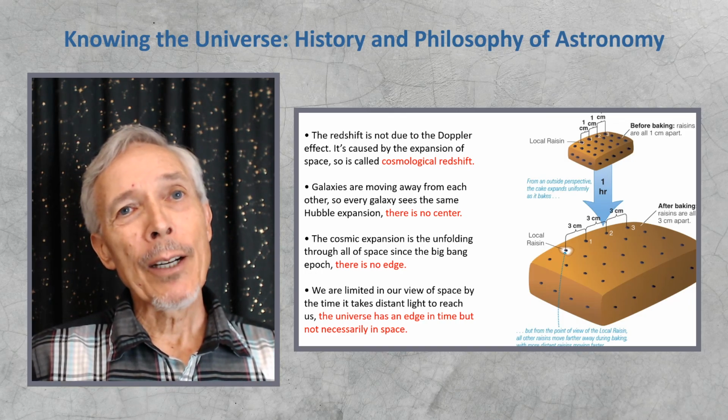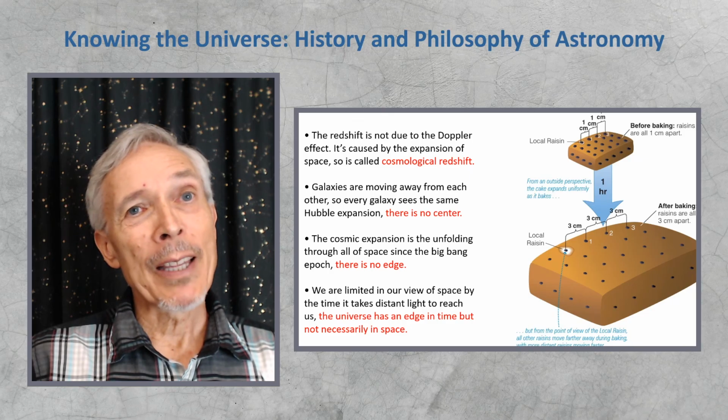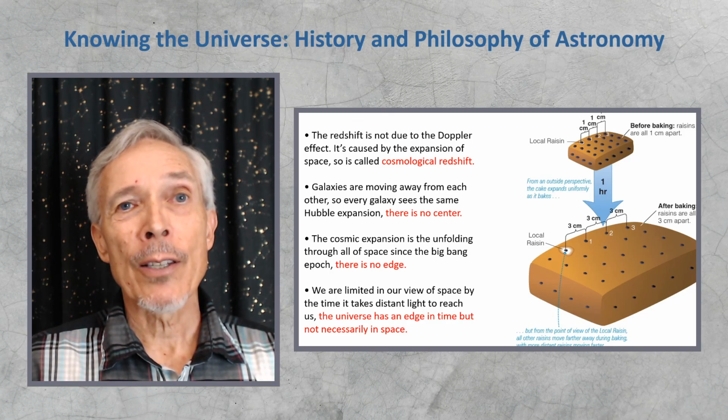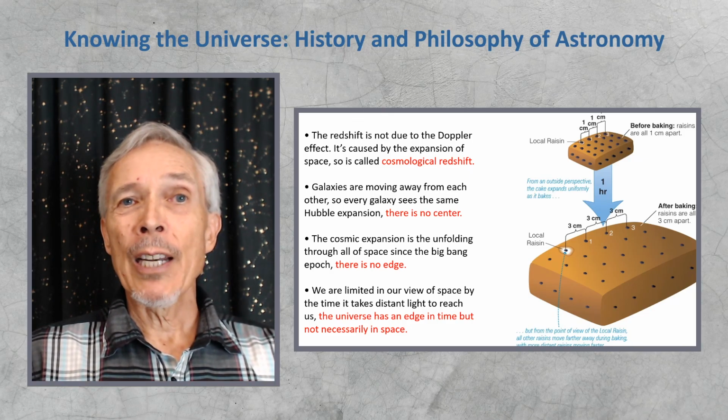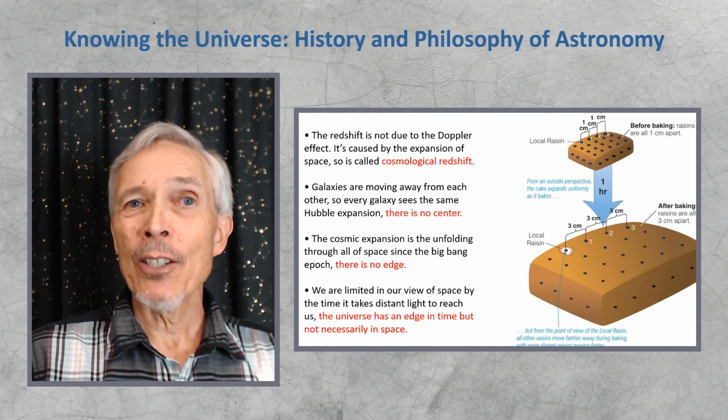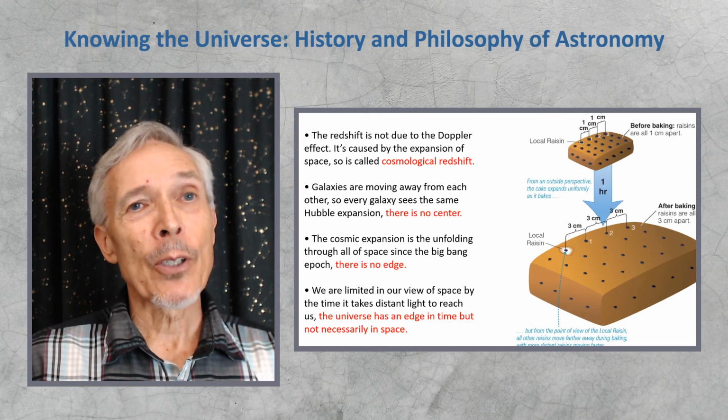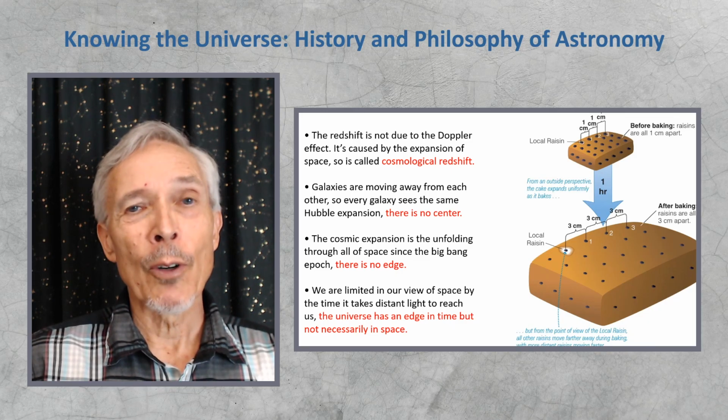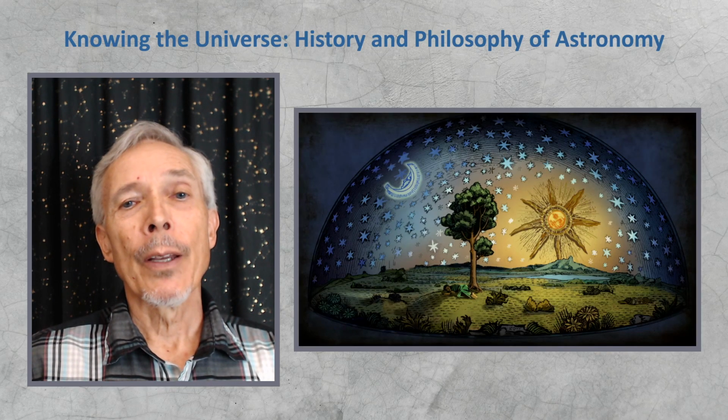Finally, we're limited in our view of the universe and space by the time it takes distant light to reach us. And that means the universe we live in has an edge in time, but it might not have an edge in space. And in fact, astronomers have not detected an edge to the universe so far. And that's the end of this topic.